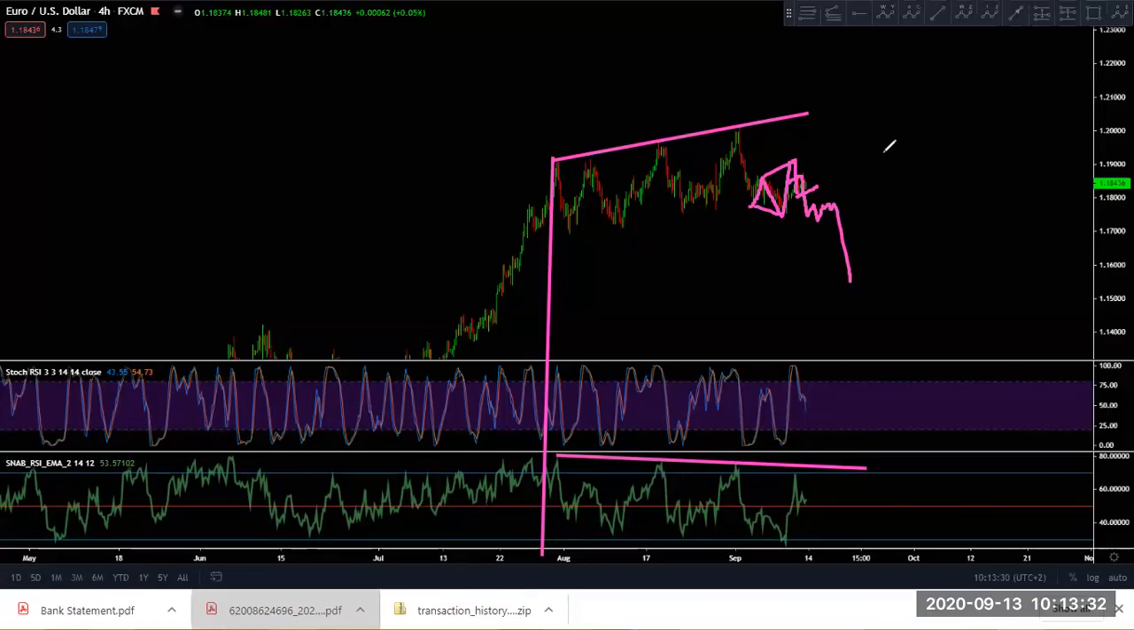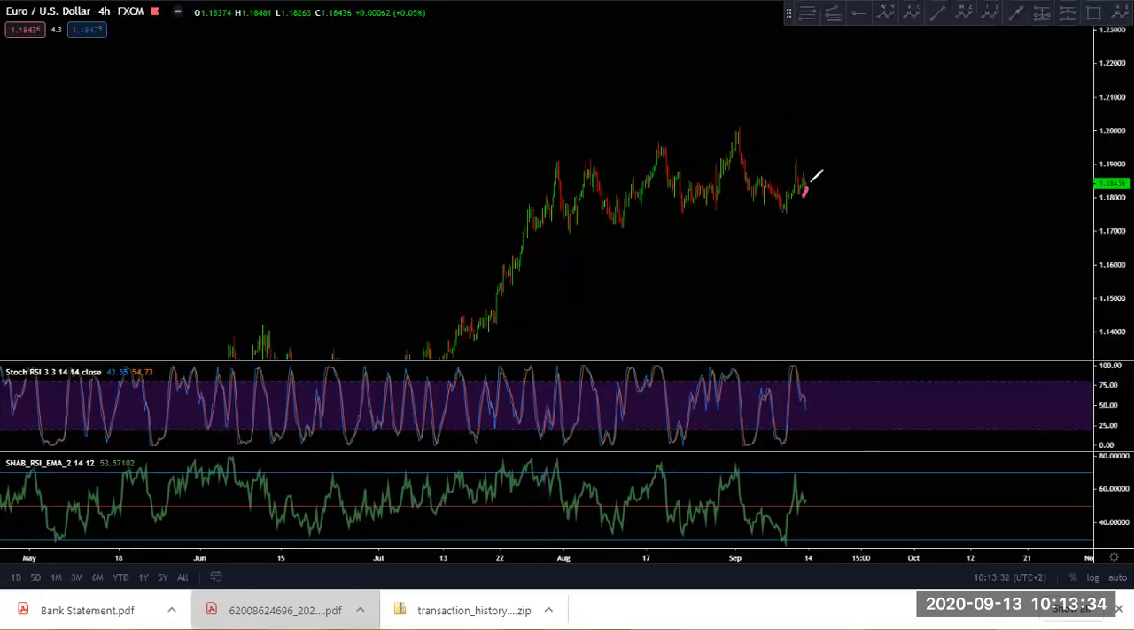Okay, so let's watch it. I would like it to make one move to the upside, then that's going to confirm that we're going to make a move to the downside, because the RSI will make another new low and then we'll start looking for downside. So let's watch it.